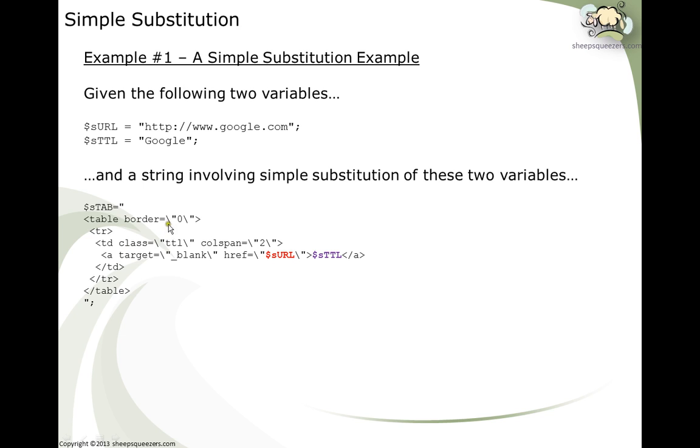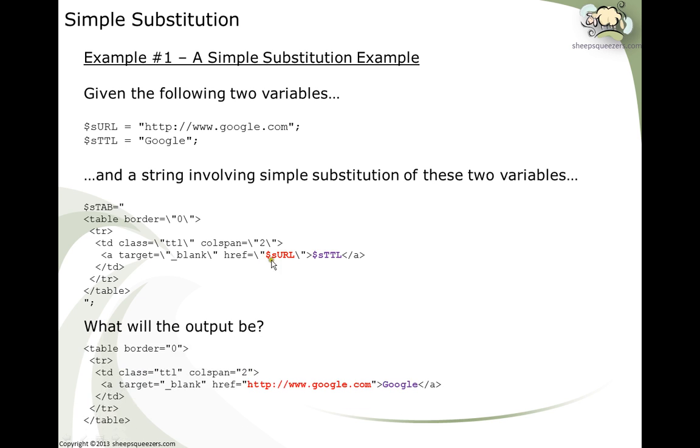Now you'll notice that all of the double quotes in between here have been escaped with the backslash symbol, so PHP doesn't go nuts about it. And then, more importantly, we have $sURL, and then $sTTL. This is the simple substitution syntax, which will then be replaced with the actual values. In this case, the red $sURL is replaced with what you expect it to be, http://www.google.com, and then the $sTTL is just replaced with the word Google.